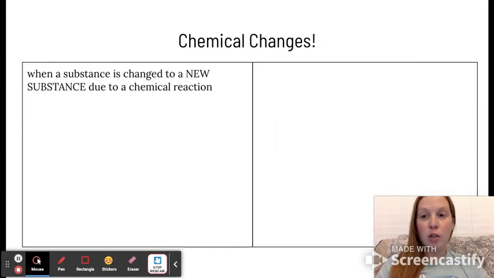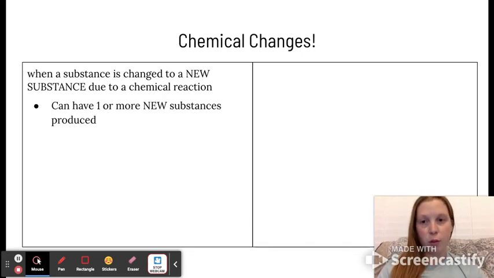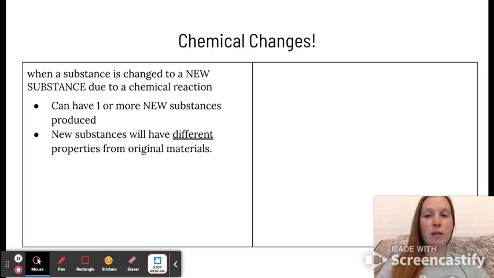Now, chemical changes are when a substance is changed into a new substance via a chemical reaction of whatever sort. You could have one or more new substances produced depending on what type of reaction takes place. And the new substances will have different properties from the original, because you have made something completely new.